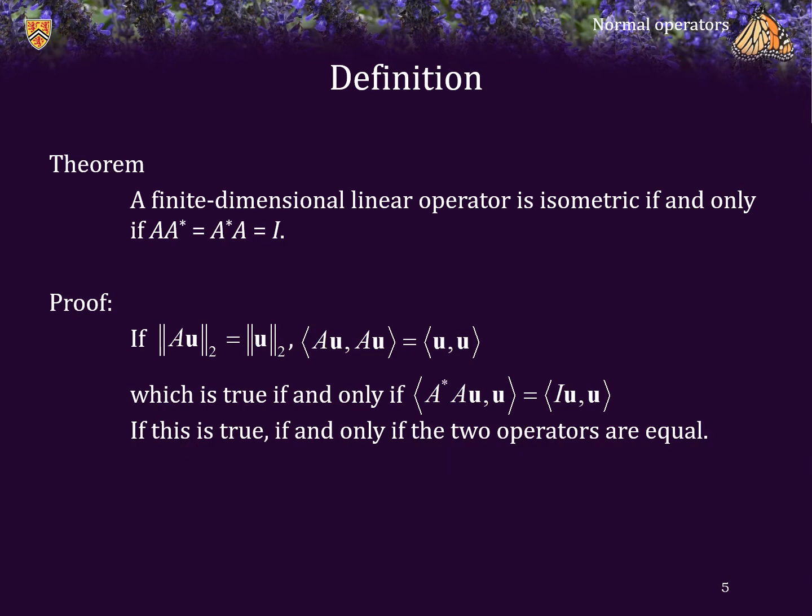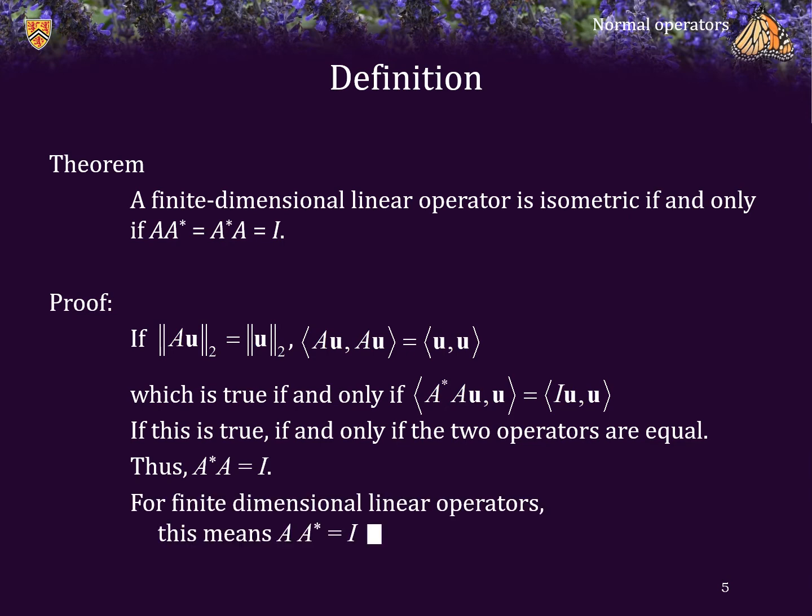Now, this is true if and only if those two operators are equal. Thus, the adjoint of A times A must equal the identity map or operator. And for finite dimensional linear operators or square matrices, this guarantees that A times the adjoint of A is also equal to the identity operator, or in our cases, the identity matrix.